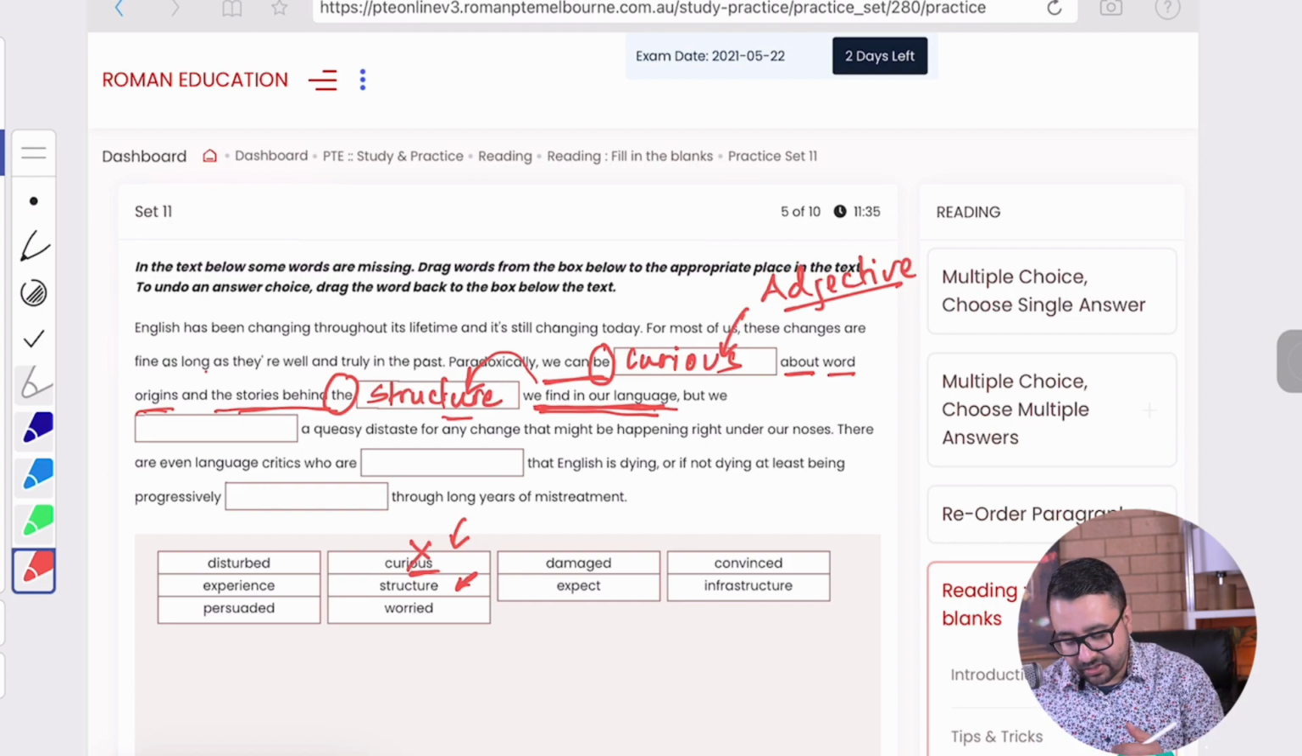Then in a similar fashion, we move on to this next question, which says, but we something a quasi-distest.